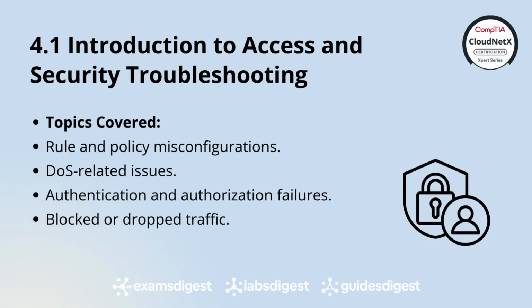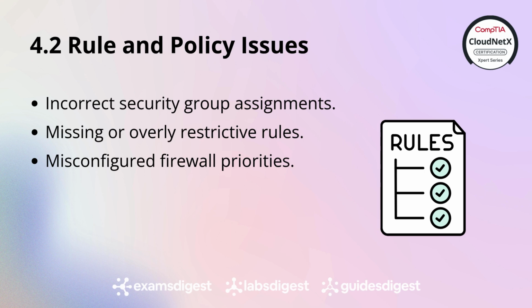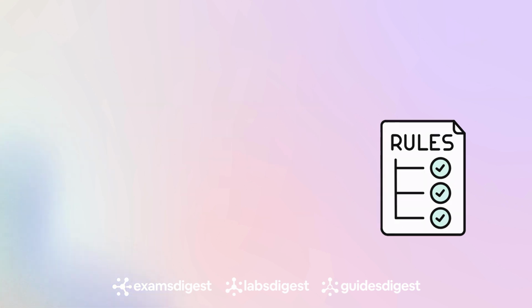Today, we're wrapping up our network troubleshooting series with one of the most critical areas, troubleshooting access and security issues. Let's start with rule and policy issues, a common cause of access problems in networks. These occur when firewall rules, security groups, or access control lists are incorrectly configured, preventing legitimate traffic from passing through.